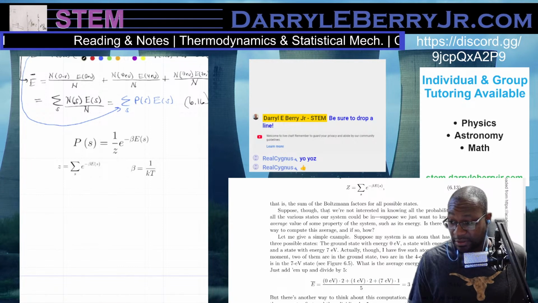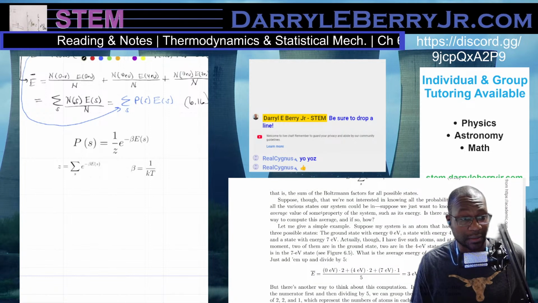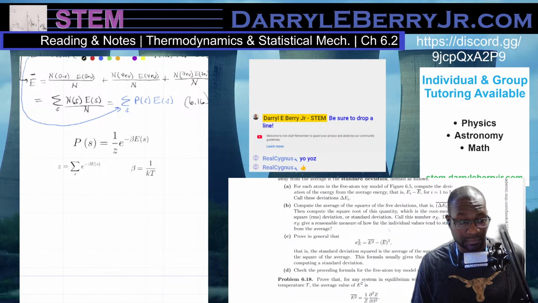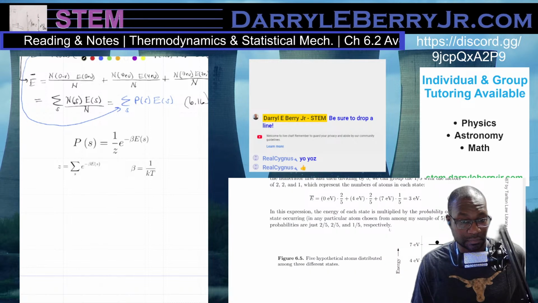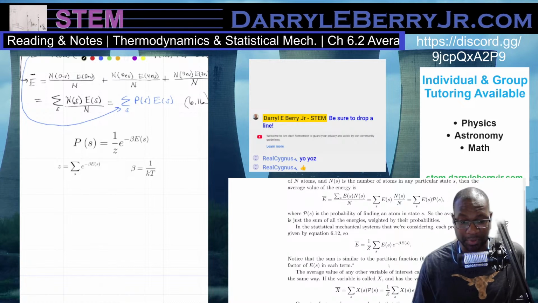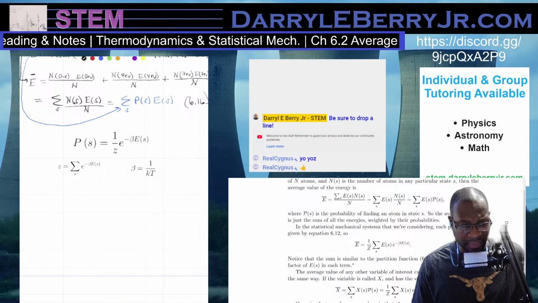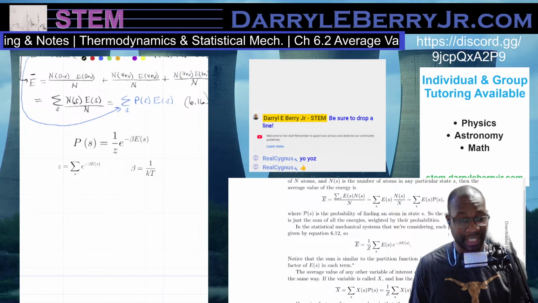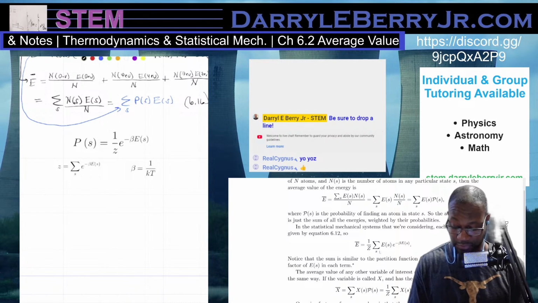All right, so at this line here, left off here. Notice that the sum is similar to the partition function, 6.13. Hold up, what did I leave off? In the statistical mechanical systems that we're considering, each probability is given by equation 6.12, which is this right here.